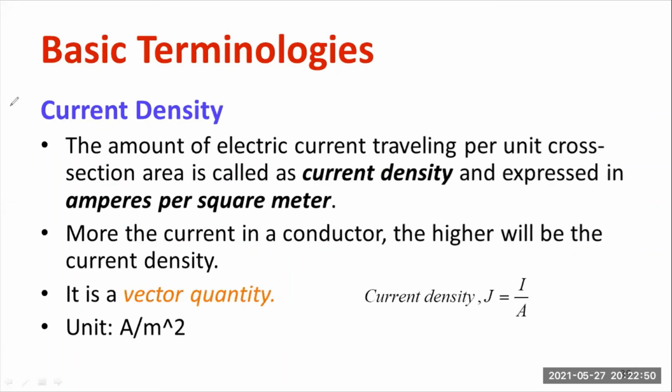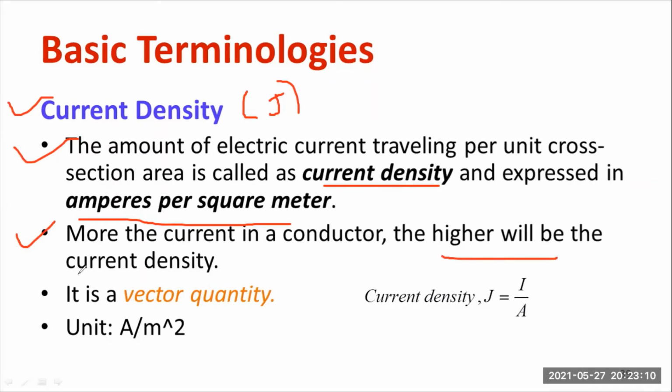What do you mean by current density? Current density is represented by the letter J. It is nothing but the amount of electric current traveling per unit cross-section area. It is represented in ampere per square meter, the SI unit. So, current per unit area. More current in a conductor means a higher current density. It is a vector quantity, and we can calculate current density using the equation J is equal to I divided by A.